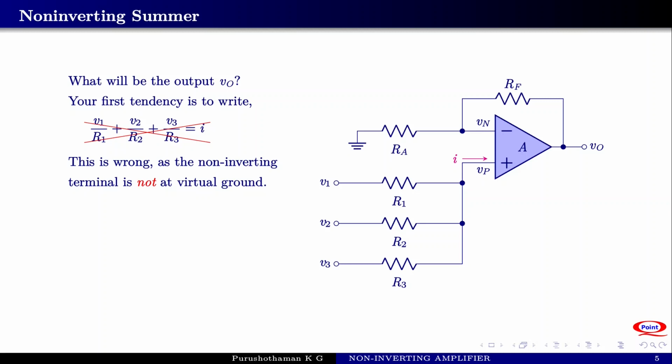So what you have to do is apply the principle of superposition, find Vp corresponding to V1 alone with V2 and V3 short-circuited or connected to ground. Similarly, find Vp with V2 alone and V3 alone, and finally sum all these values. That will be equal to Vp, and that is the input. That multiplied by 1 plus Rf by Ra will be the output. So we will apply the superposition theorem to find Vp. You cannot directly write V1 by R1 plus V2 by R2 plus V3 by R3 equal to 0. That is wrong.